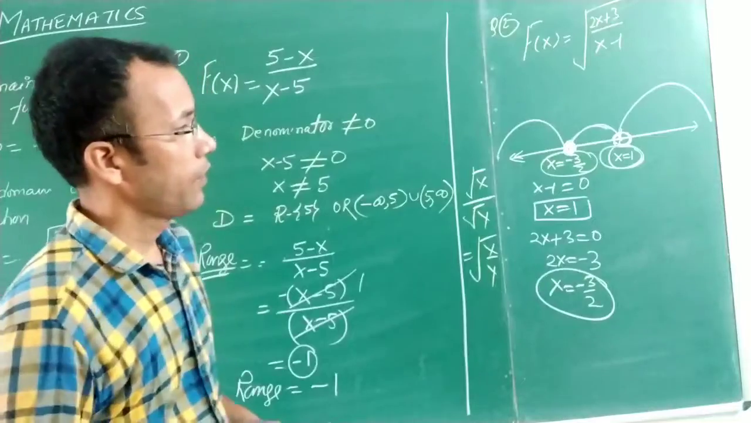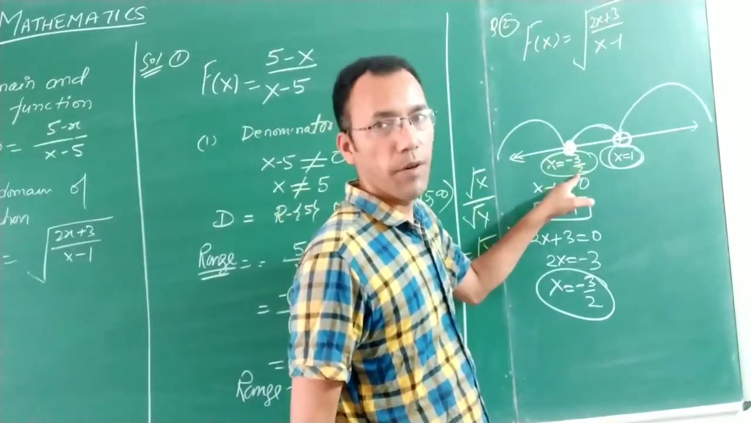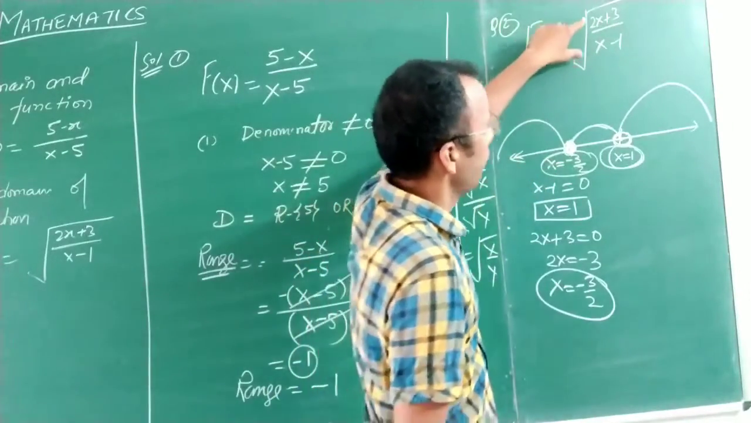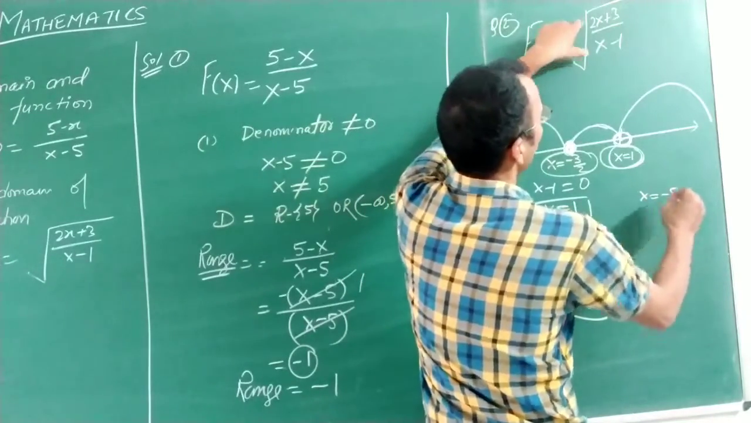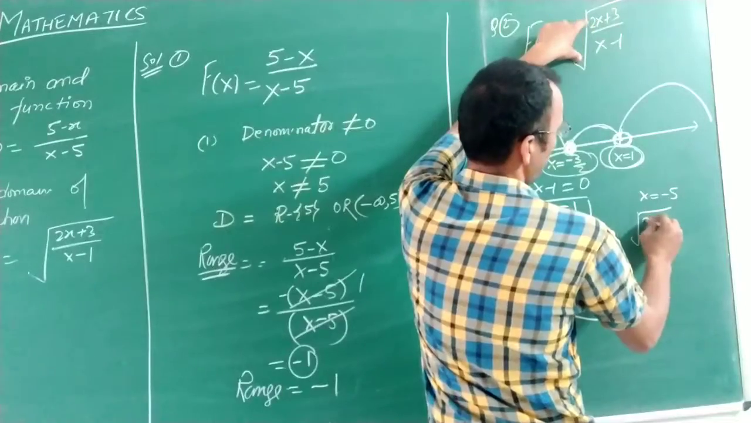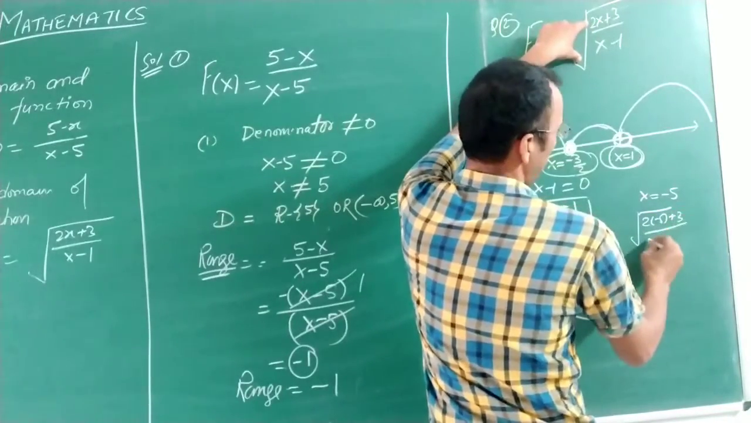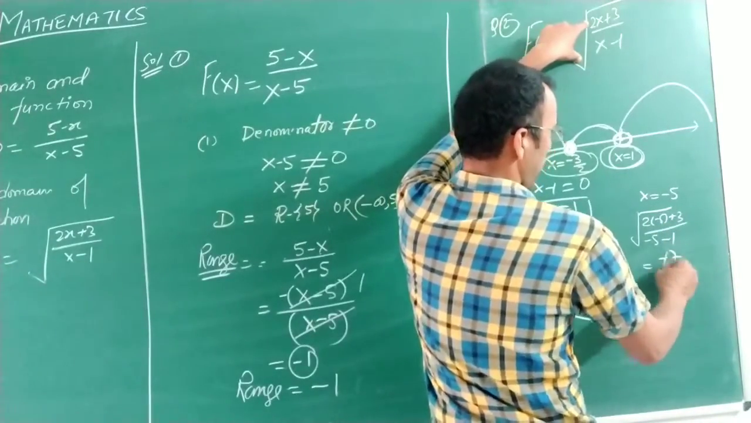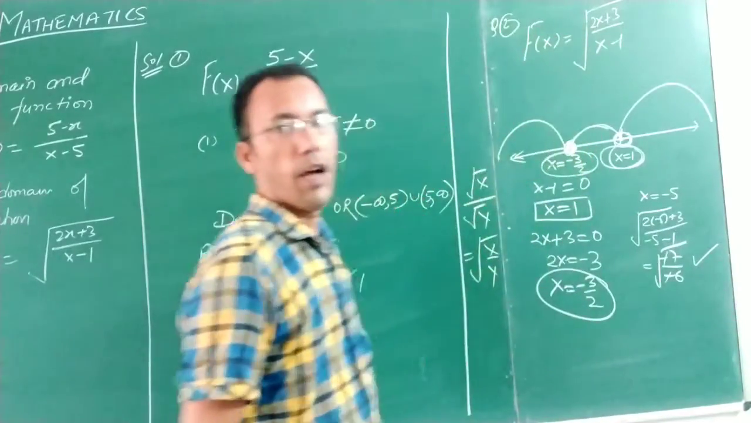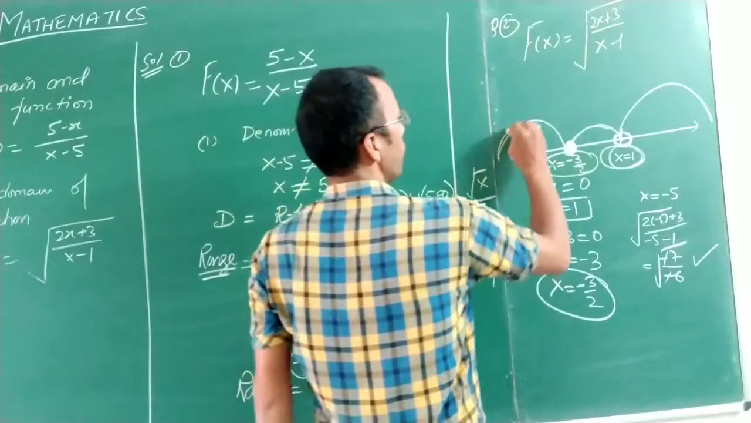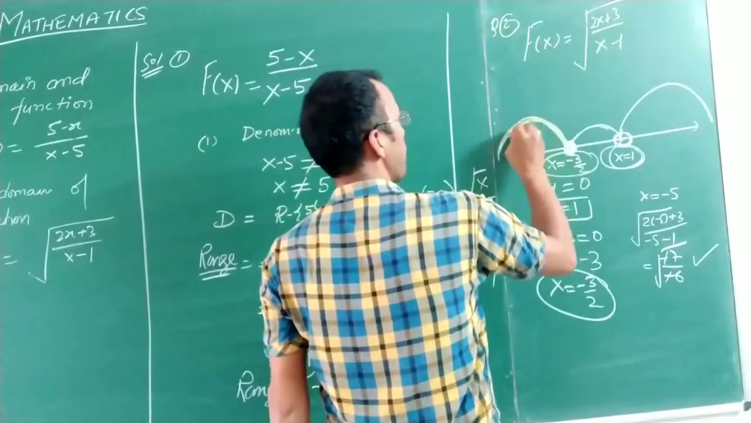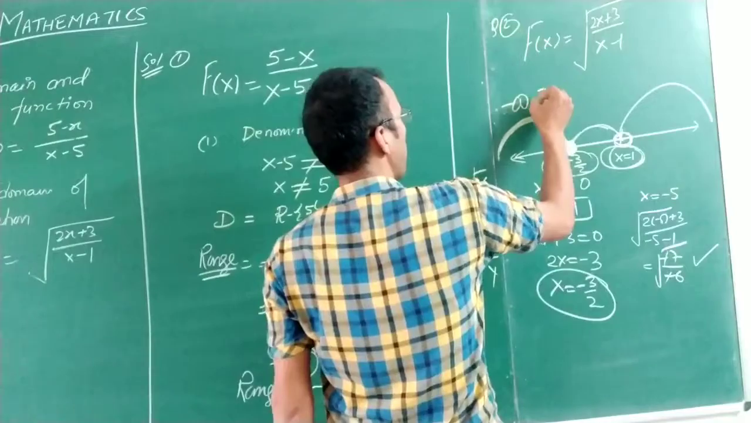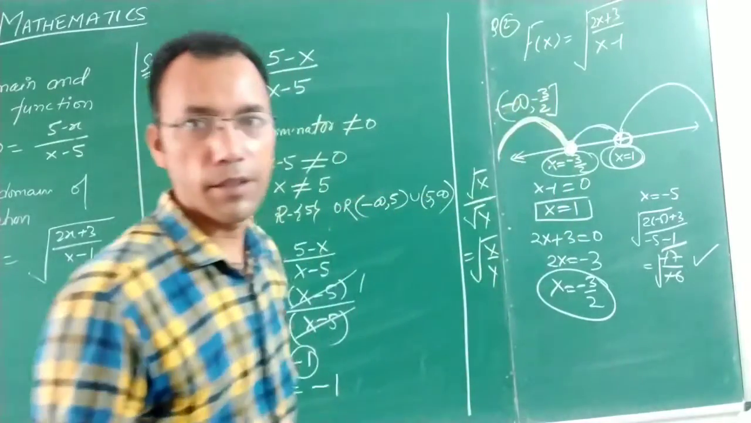Now check it. For x less than minus 3 by 2, for example, if I put x is equal to minus 5, it is 2 into minus 5 plus 3, divided by minus 5 minus 1. This is minus 10 plus 3, minus 7, upon minus 6. The minus cancels out, so this is positive. Yes, I can take minus infinity to minus 3 by 2, which is the closed interval we have discussed.